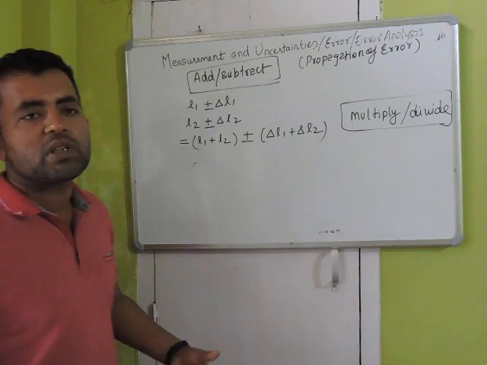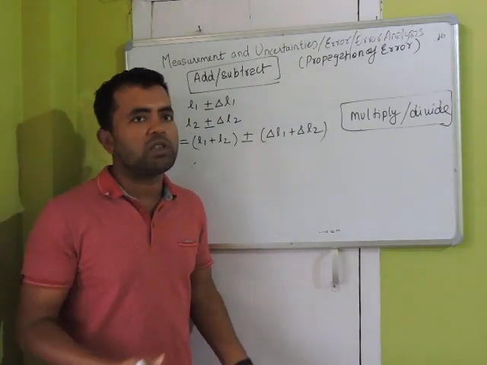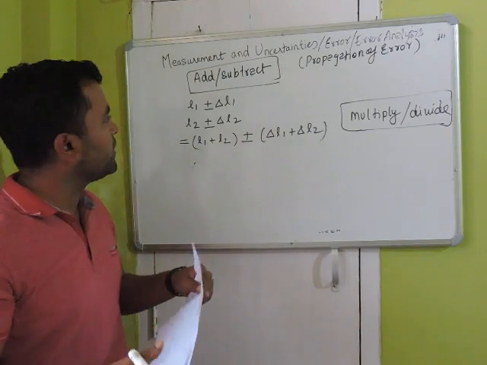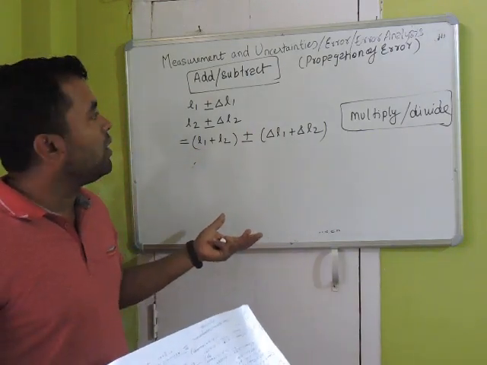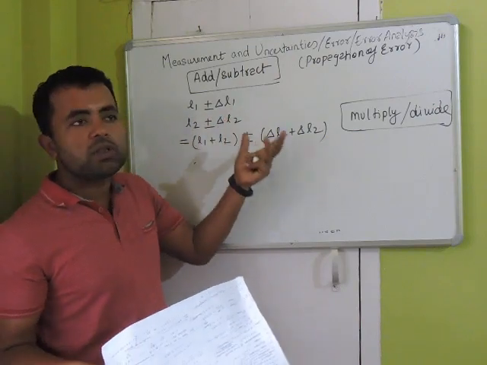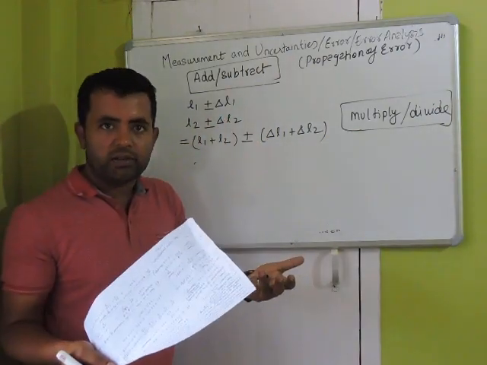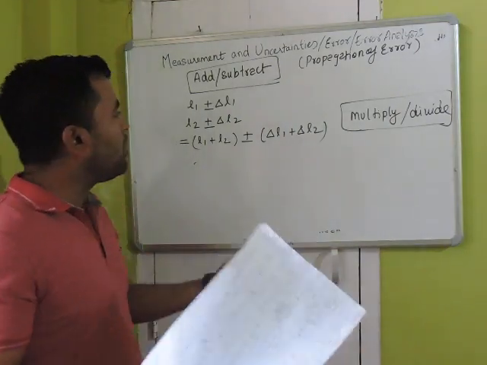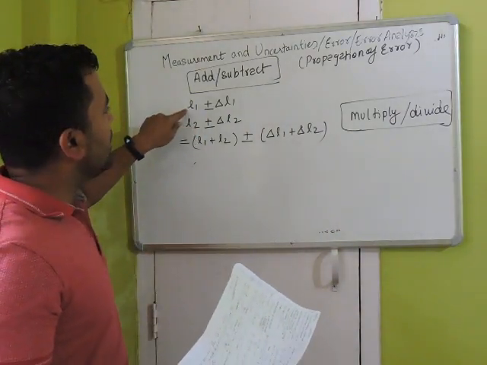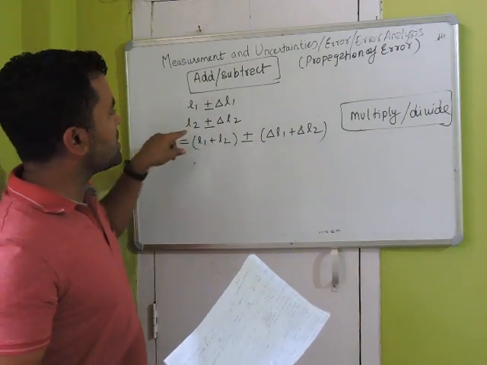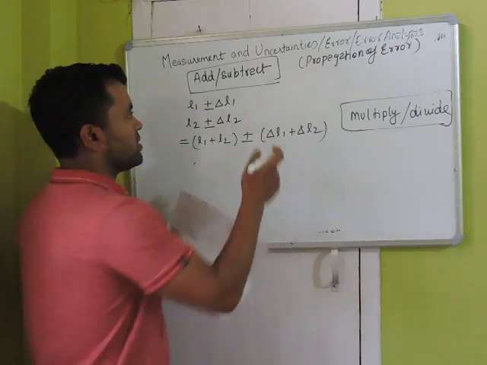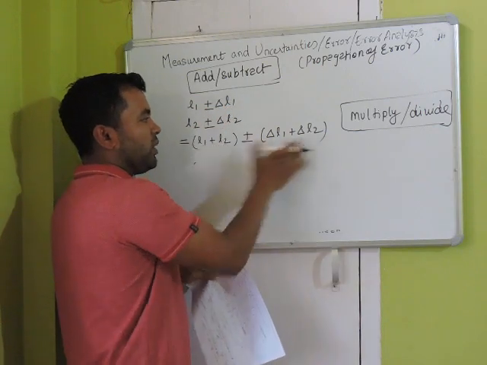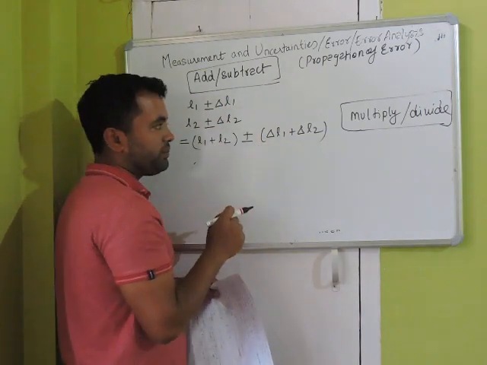I took the example of a simple pendulum where I took 5 observations. You may have 10 observations. Now in this case we are adding two lengths. You can add two lengths, you can add two masses, you can add two volumes, all scalar quantities you can add. So how does error add? This is the first length, and let us say this is the second length. If I join the two rods, the error will add up.